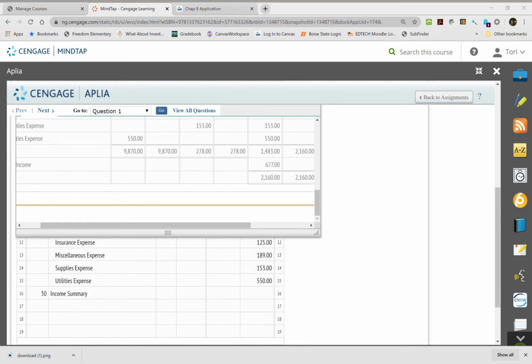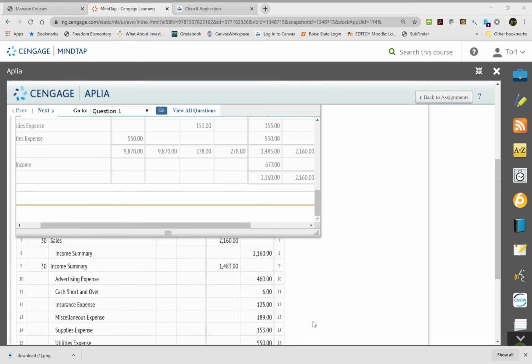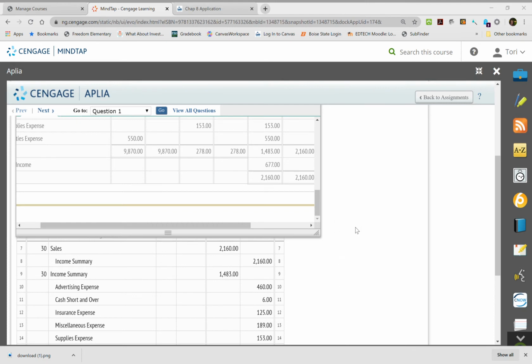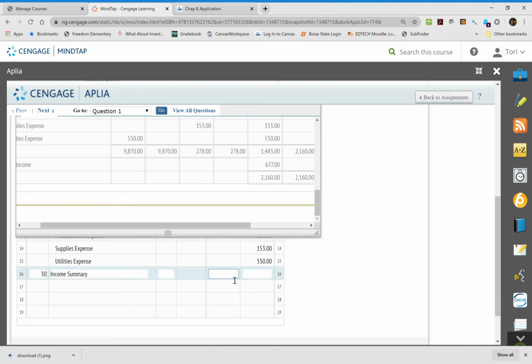We're going to pull up our calculator, and then I'll show you the trick with this one as well. So we're going to take our amount, we scroll up here, we take 2160. We're going to subtract our income summary right here, 1483, which is 677. Well, if you look right here, our net income is 677. So we're going to take this 677 and debit it into our income summary.